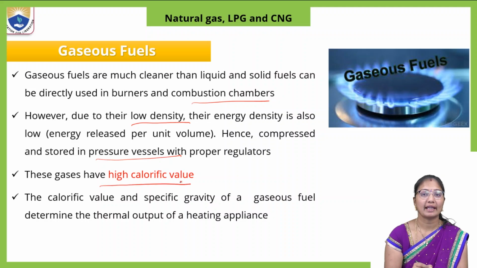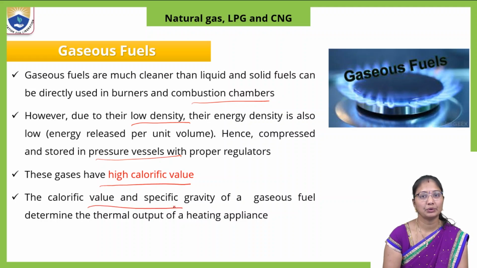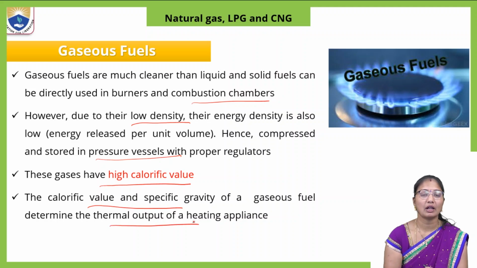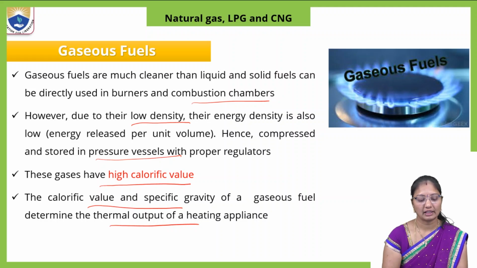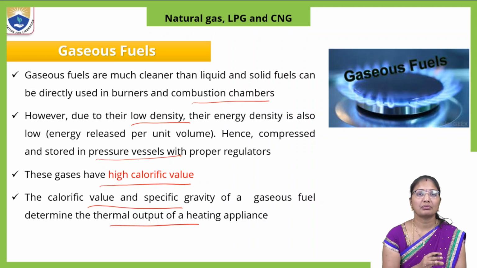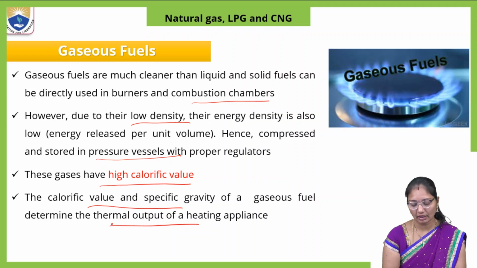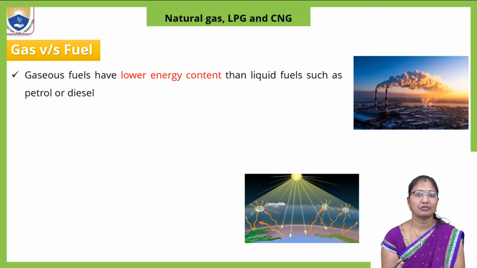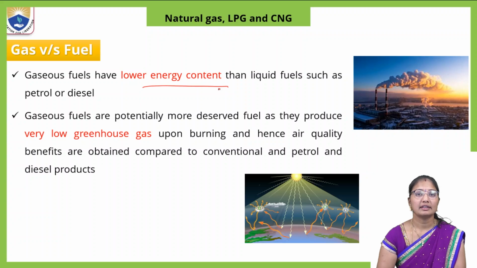These gases have high calorific value, so they are efficiently burnt. The calorific value and specific gravity of the gaseous fuels determine the thermal output of a heating appliance. So it depends upon both calorific value and specific gravity. If both are good, the thermal output of a heating appliance can be determined. Now, how does gas differ from liquid fuel? These gaseous fuels have lower energy content than the liquid fuels.